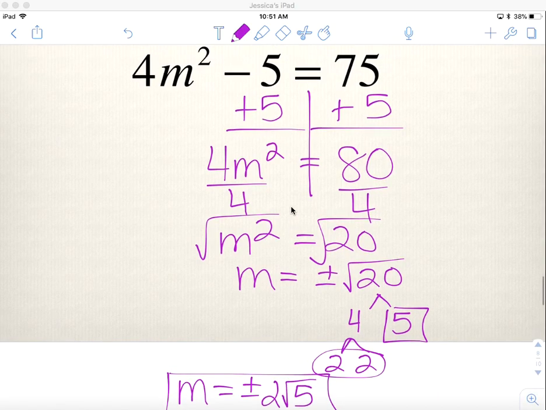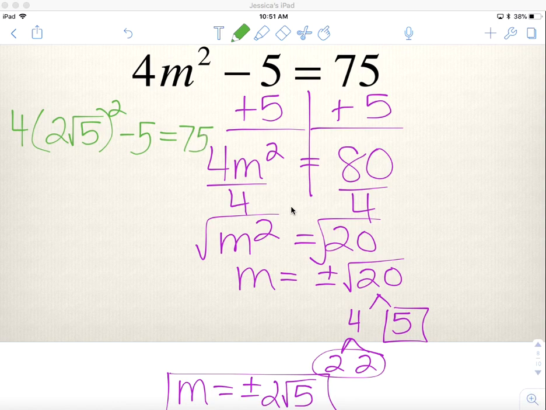You can check this in the calculator. All you would need to do is type in 4 parentheses 2 square root 5 squared minus 5 equals 75, and it will tell you that that is true. You could also check it with the negative answer by plugging in negative 2 square root 5. And now you're done solving quadratics using the square root method.